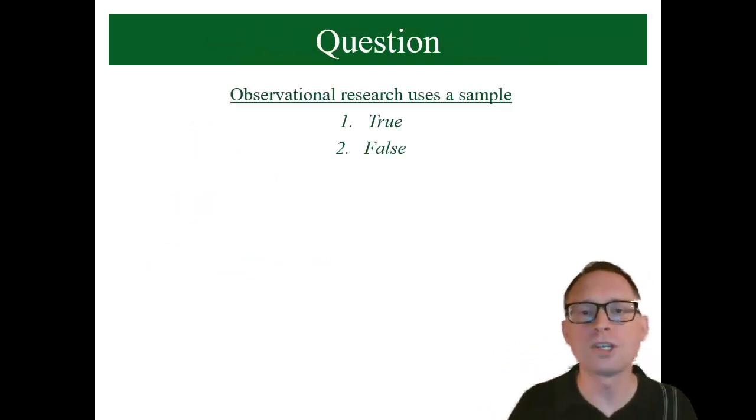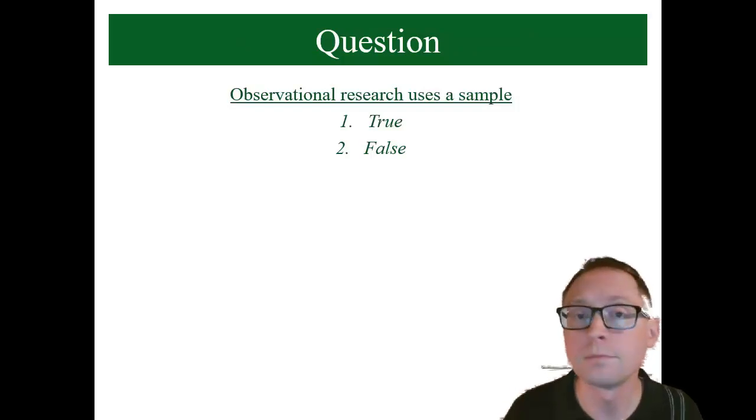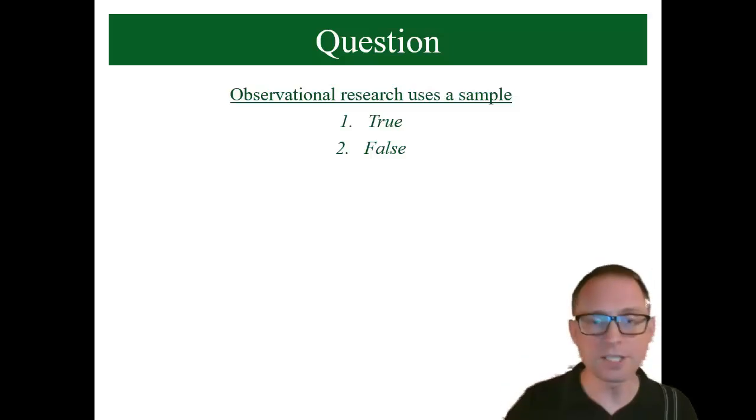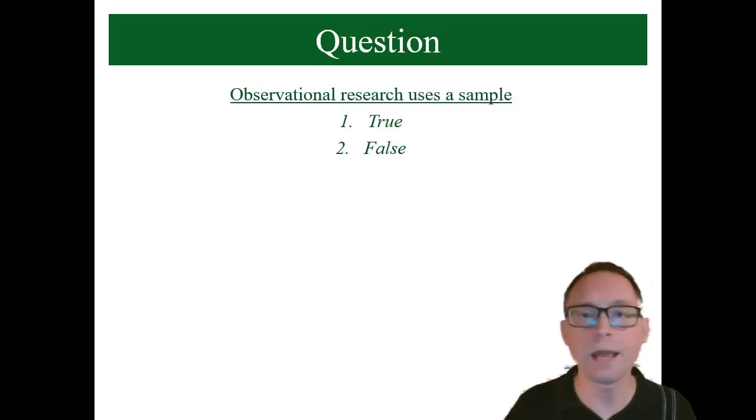Okay, last question. Observational research. Does it use a sample? The answer is yes. And we haven't talked about sampling yet, but a sample is just the people who are in your study. That's what a sample is. And we'll talk more about sampling later on. The answer is absolutely. All of our research is going to use a sample, and we'll talk more about that later on.